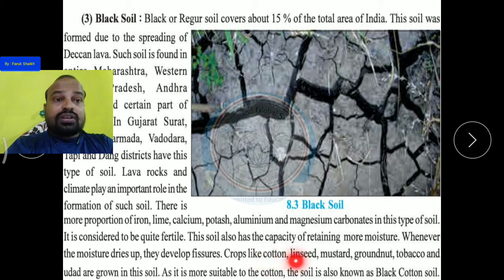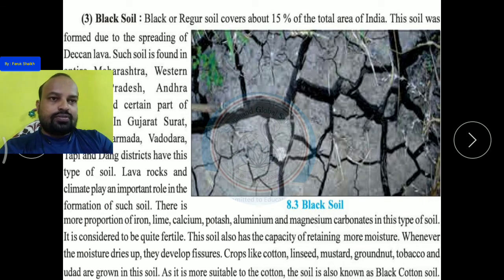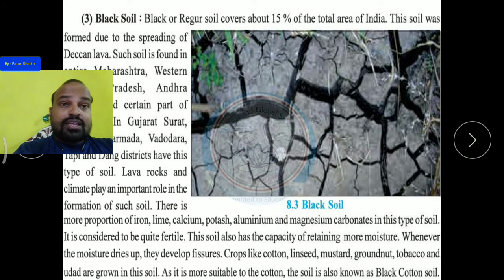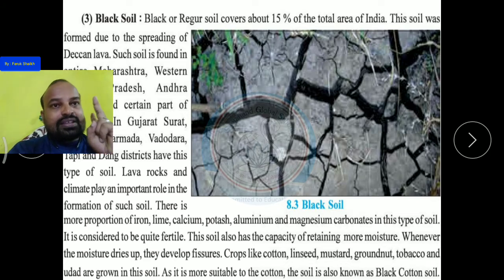Crops like cotton, linseed, mustard, groundnut, tobacco and urad are grown in this soil. As it is more suitable for cotton, the soil is also known as black cotton soil. Cotton can be grown in this soil in abundance and very easily. That is why this soil is also known as black cotton soil. So there are three names of this soil: the first is black soil, the second is regur soil, and the third is black cotton soil. Understood?